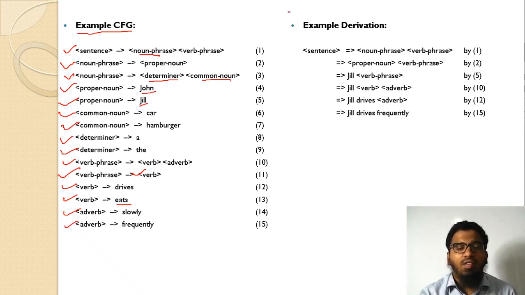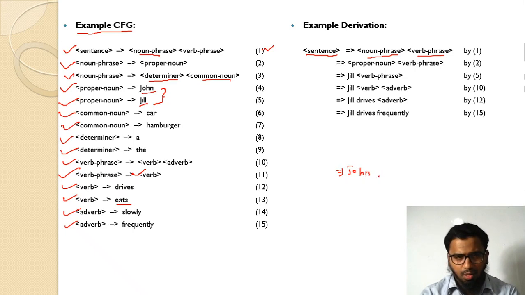From this we have to derive a sentence: noun phrase, verb phrase. It is from equation 1. Next, noun phrase. What is noun phrase? Noun phrase is pronoun, and verb phrase is the same. So what is pronoun? Here in these two, any one of these you can take. So here it is taken Jill. You can also take John.